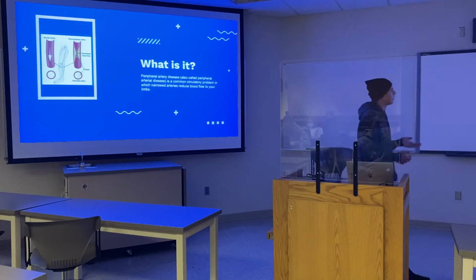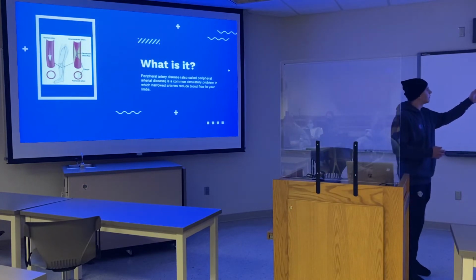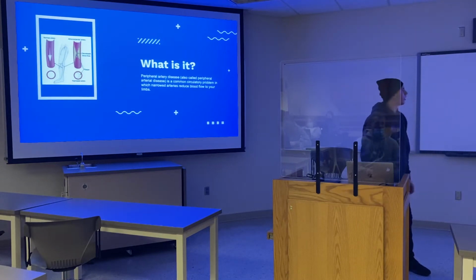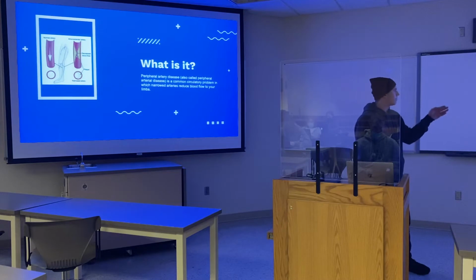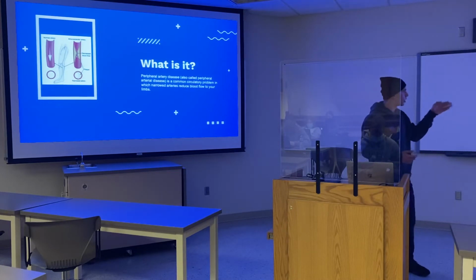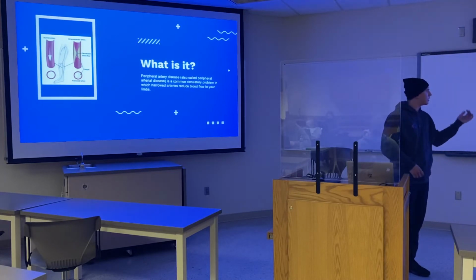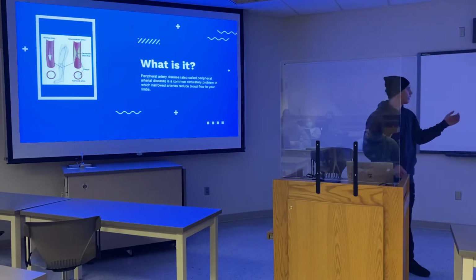In the picture here, you can see that you have a normal artery on the left and an atherosclerotic artery on the right. Big words. That basically just means hardening of the arteries, and so then decreased blood flow occurs, and you lose feeling to those limbs.